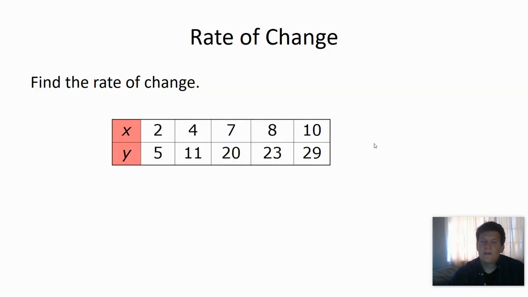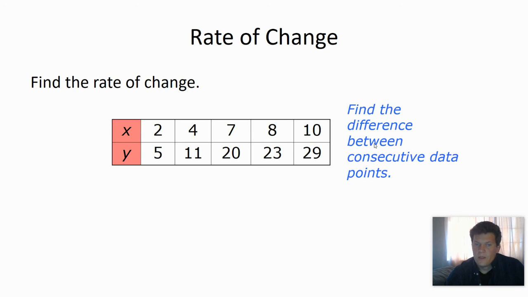Now let's talk about rate of change. Rate of change, remember, is looking for the slope, just given in the form of a table. So here we have a bunch of x's, 2, 4, 7, 8, 10, and a bunch of y's, 5, 11, 20, 23, 29. We want to find the slope. We want to find the rate of change from this set of values. Well, what you can do is just notice how much the x's are changing from each other, how much the y's are changing from each other.